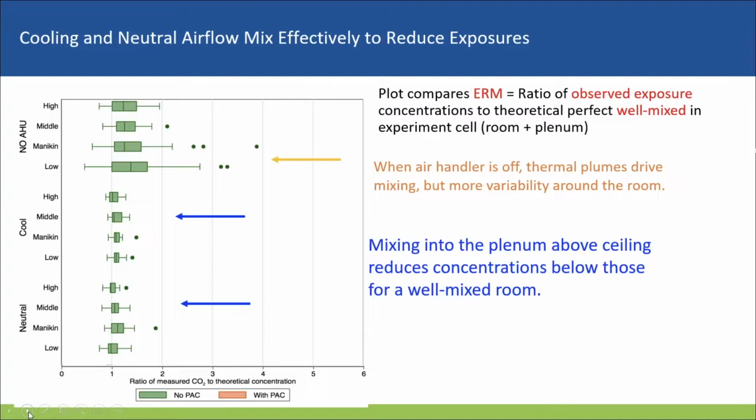When the supply air was cool and neutral, the ratio of observed concentration to the well-mixed concentration is close to 1. That means there's perfect mixing in the room. Also, mixing into the plenum above the ceiling reduces the concentration below those for a well-mixed room.